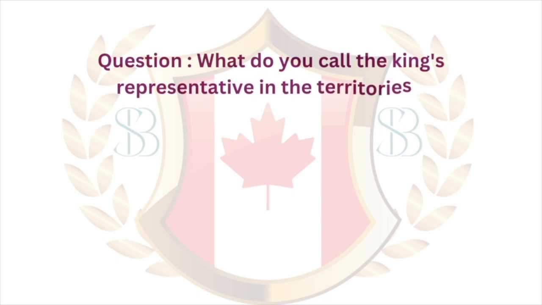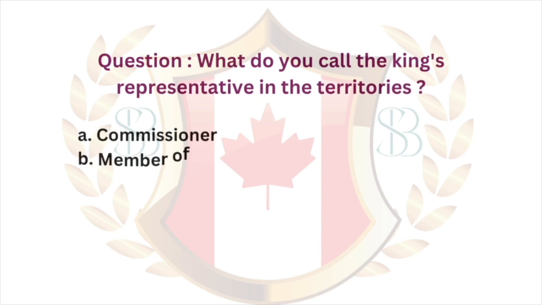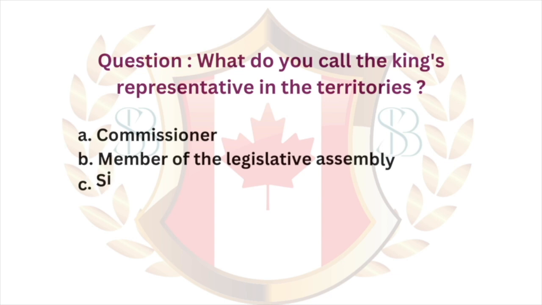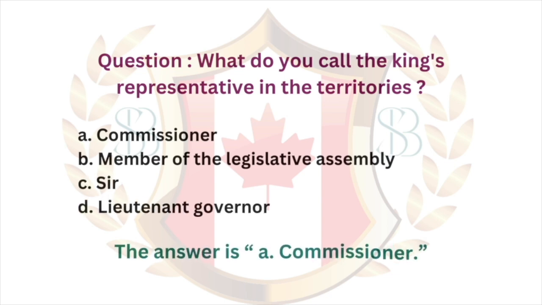Question: What do you call the King's representative in the territories? A, Commissioner. B, Member of the Legislative Assembly. C, Sir. D, Lieutenant Governor. The answer is A, Commissioner.